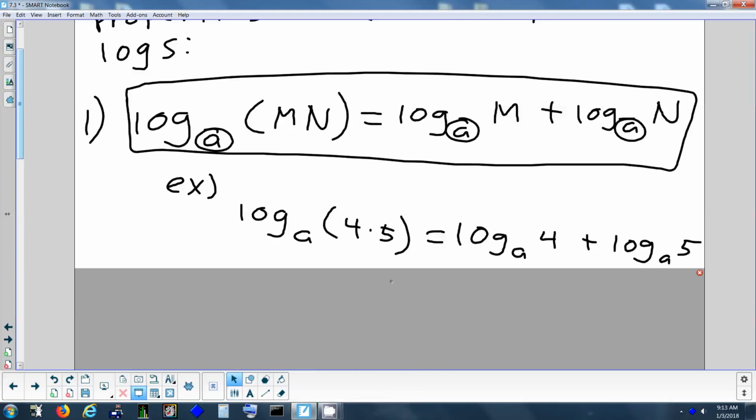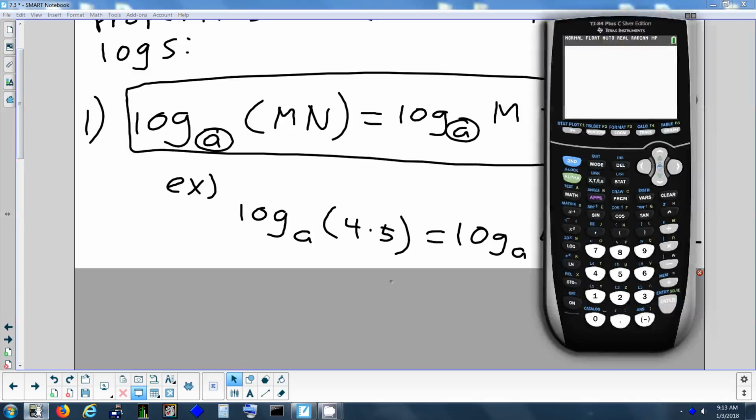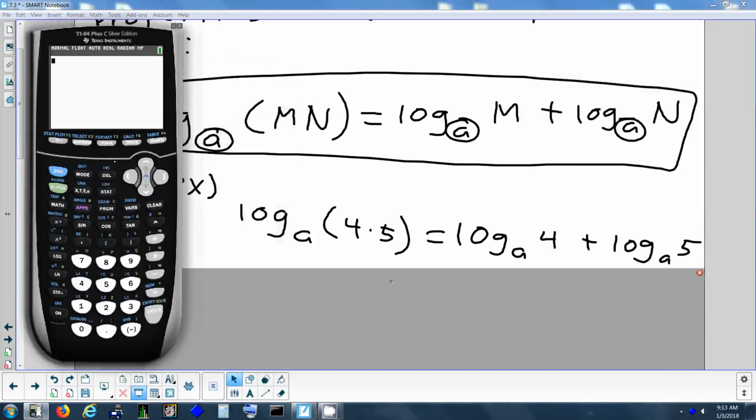I'm going to demonstrate this for you with base 10 because it's just easy for me to do. So I'm going to take log of 4 times 5. Okay, that's what I get. And now I'm going to type it in on the right. Log 4, and again, I'm using base 10, plus log 5. You get exactly the same thing.